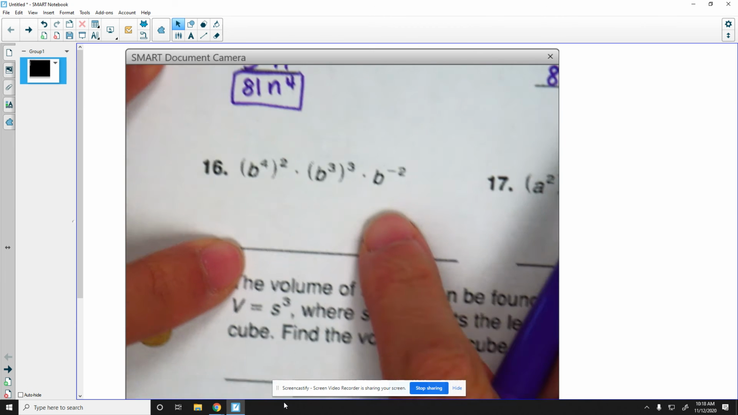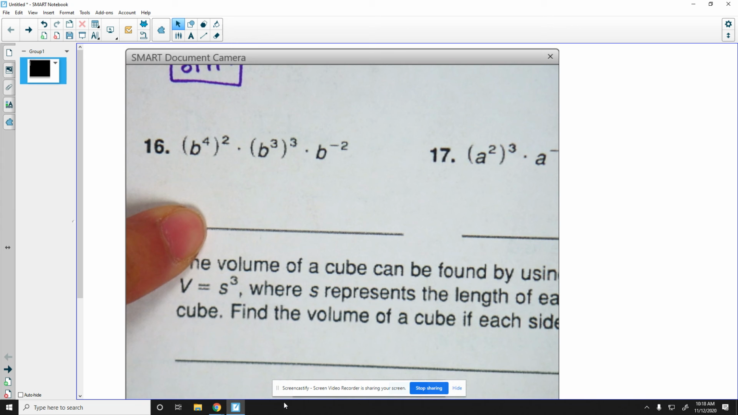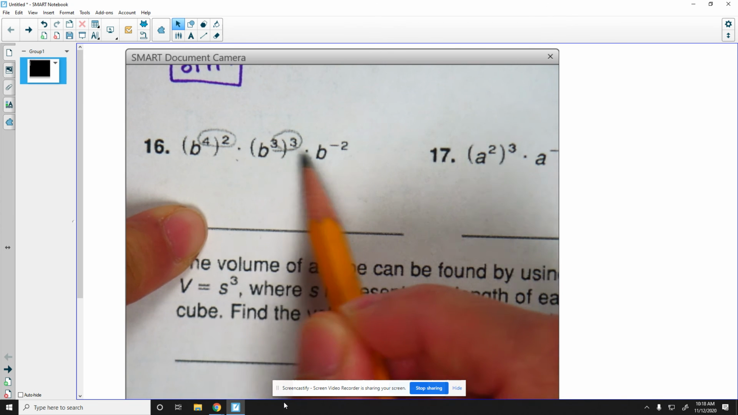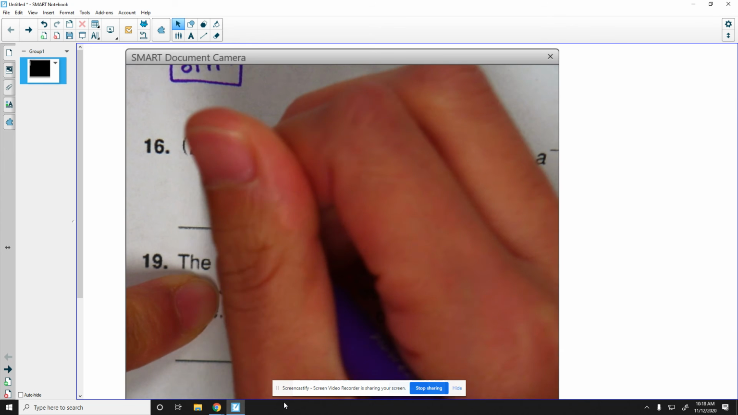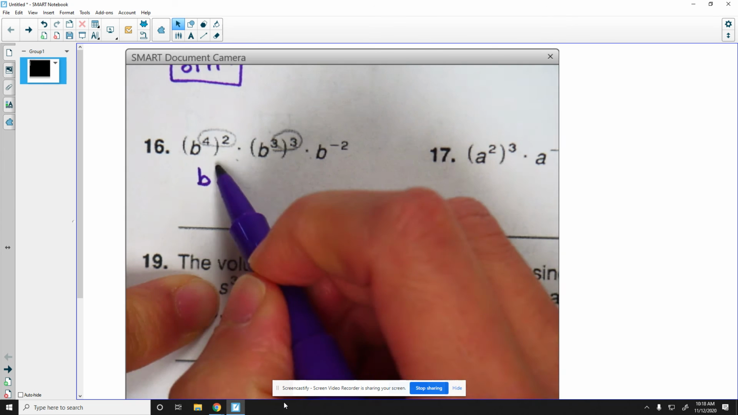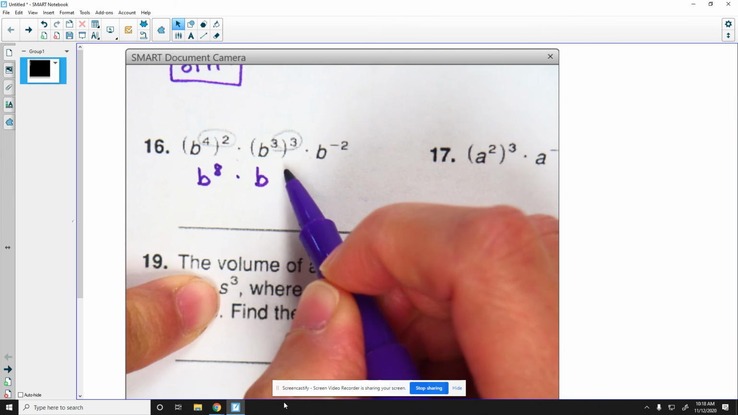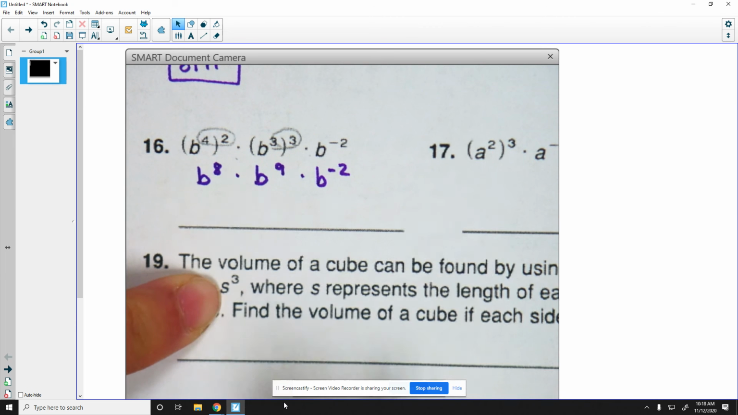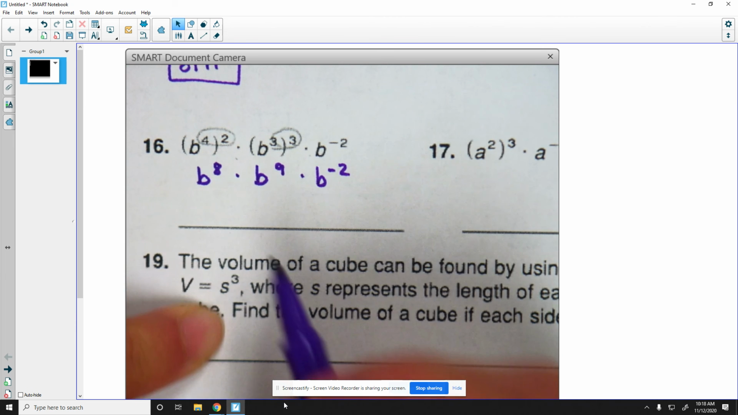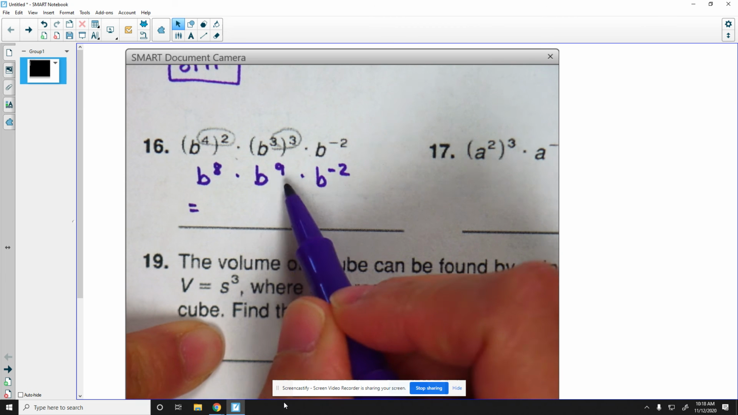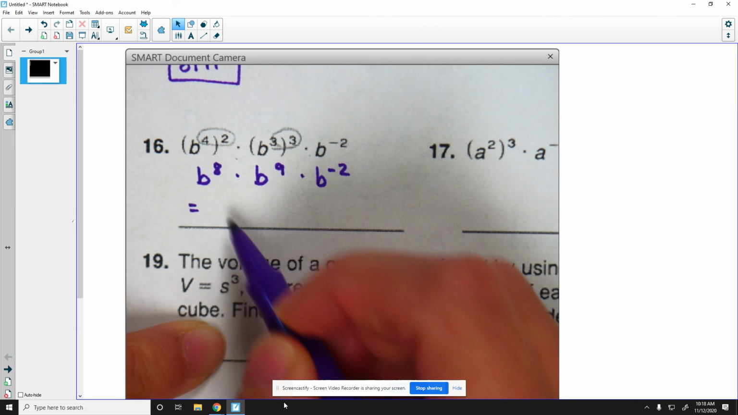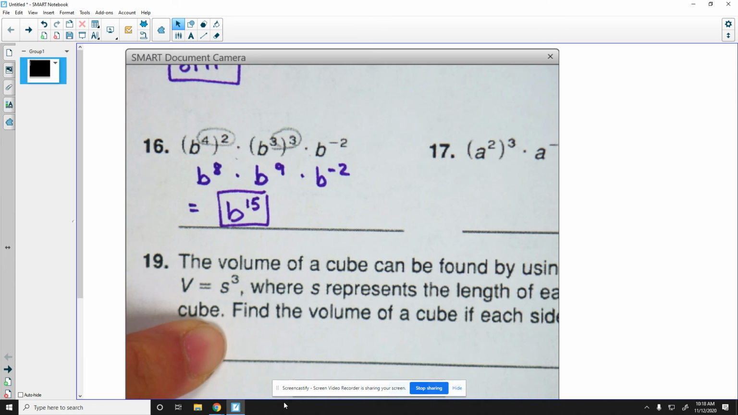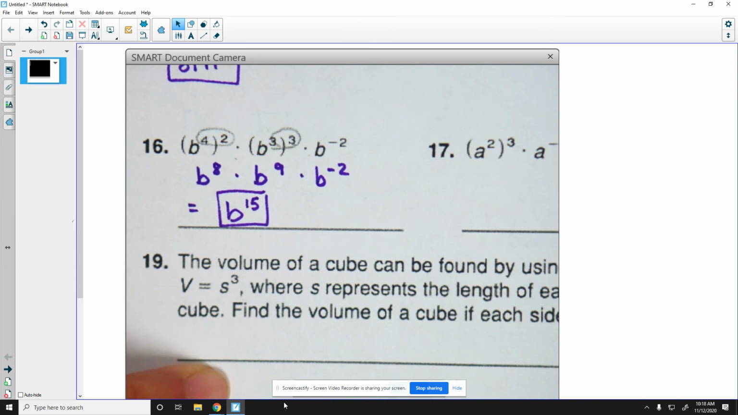All right, so number 16. In PEMDAS, they tell us to do exponents first, then do the multiply. So I end up getting b to the 8 times b to the 9 times b to the negative 2. That doesn't change. Now what do I have to do with 8, 9, and negative 2? Add them all. So 8 plus 9 is 17 minus 2 is 15.